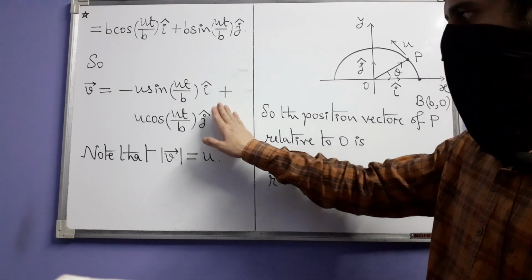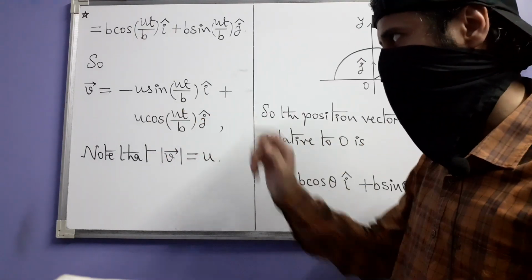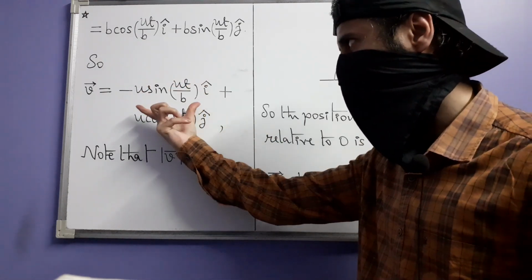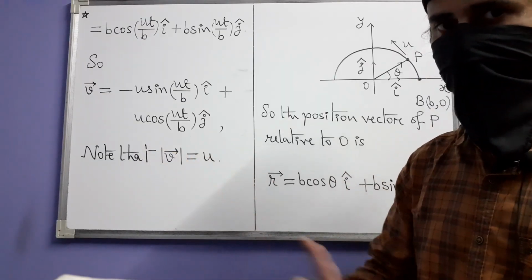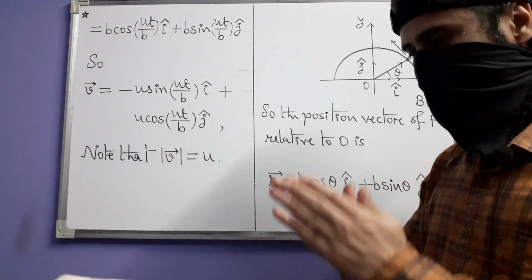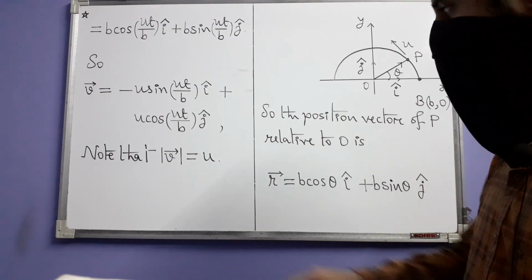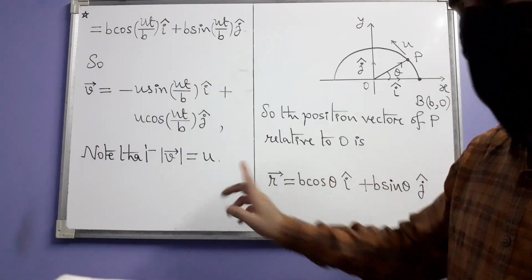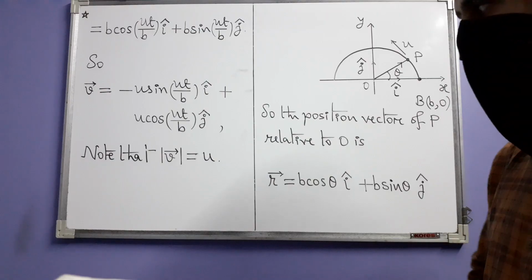Now from this velocity vector you can calculate its magnitude, which if you actually do, what will it be? It will be the square root of this coefficient squared plus this coefficient squared, which becomes the square root of u squared. So that will be equal to the absolute value of u, but because u is positive, you just get u. So you see that this thing is constant, it's not changing, it's fixed and it's u.